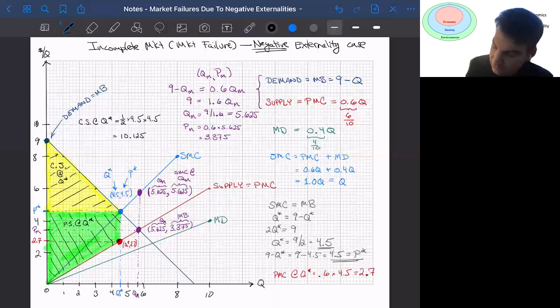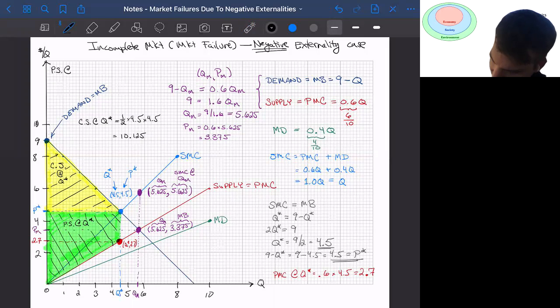So I can say the producer surplus at the socially efficient equilibrium is equal to 1/2 times the base of the trapezoid times one height plus the other height.